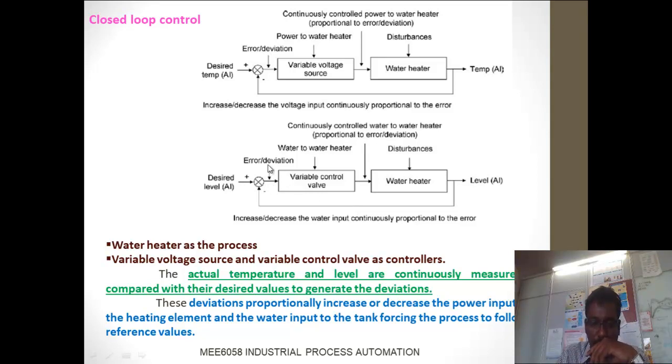If the deviations are there, depending upon the deviations, we have to increase or decrease the source for the heating coil, that means power to the heating coil, or increase or decrease the water input to the tank with respect to the valves. So with respect to the deviations, we have to increase or decrease the power to the heating coil in the heater, and the valves are to be open or closed, or partially open or partially closed, with respect to reference values.